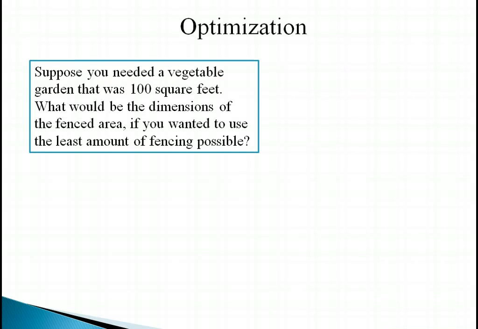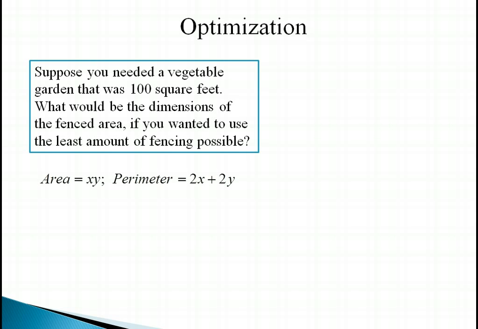Suppose you wanted to have a vegetable garden and you were going to fence it in. You know that your vegetables are going to require at least 100 square feet of space. But what you want to do is save some money on fencing. So you want to figure out what the dimensions would be so that you would have the least amount of fencing possible.